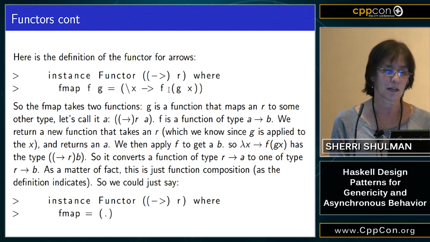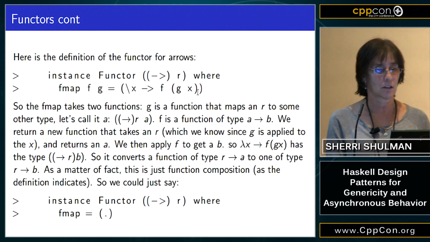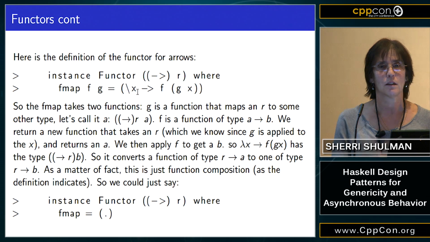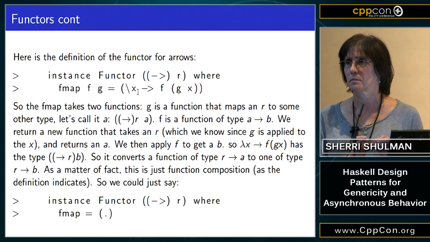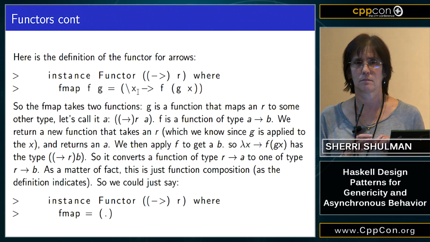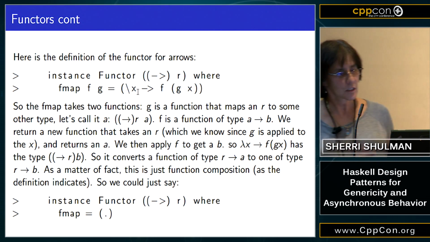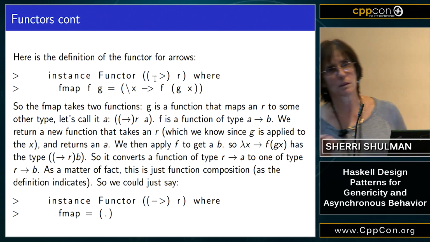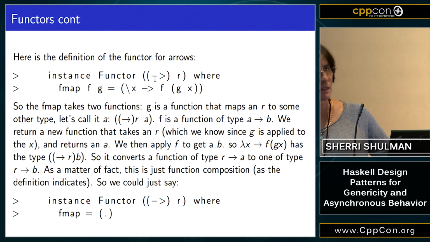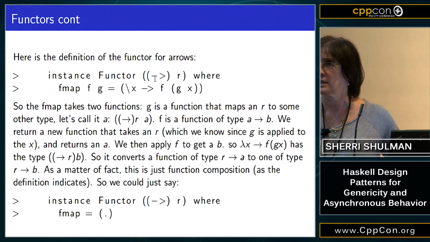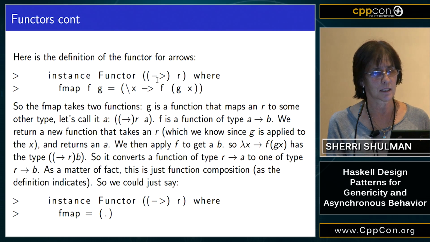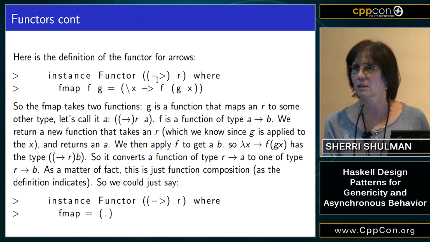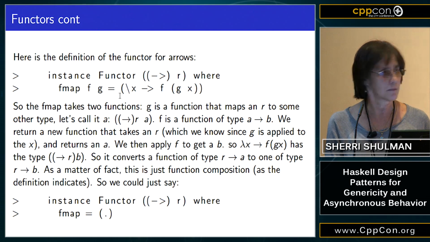And then what I'll do is, I'm going to apply the g to an x. Now I know that this x must be of type r. Does anybody know why it must be of type r? Because it's declared so in the top instance. Right. This said that the functor I'm looking at is something that takes r's. So g takes an r, and I'm returning something that takes an r. Since I'm returning something that takes an r, x is an r.